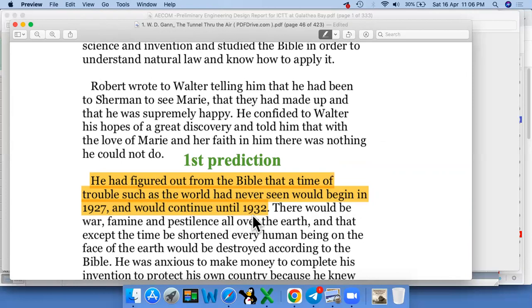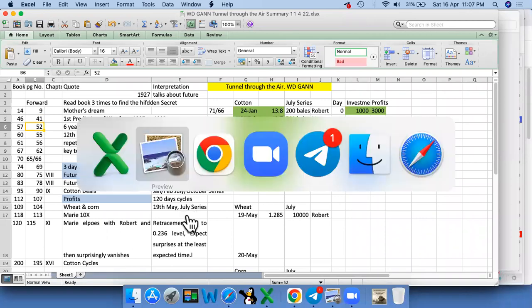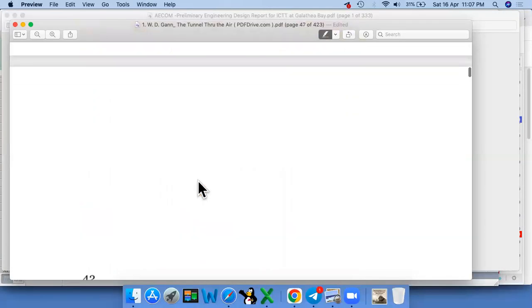If you count in terms of the number of years, starting from 1927, 28, 29, 30, 31, and 32, this makes around 6 years. Now, why this is 6 years and how that comes into the calculation is probably given in the next parts, which comes to page number 52.